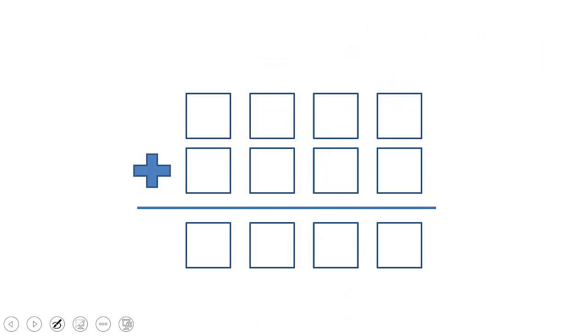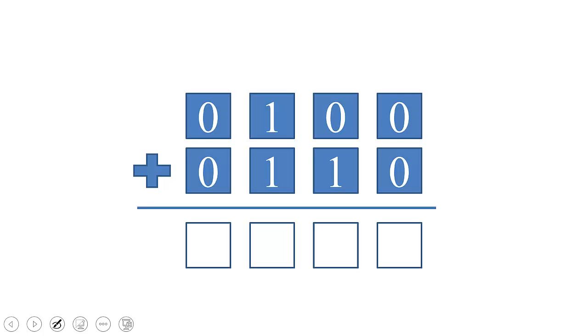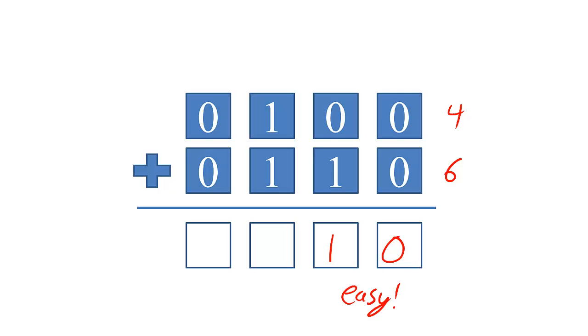Let's begin with a simple addition, say 4 plus 6. As you might expect, 0 plus 0 equals 0, and 0 plus 1 equals 1. These additions are straightforward and easy because we can represent 0 and 1 with a single bit.